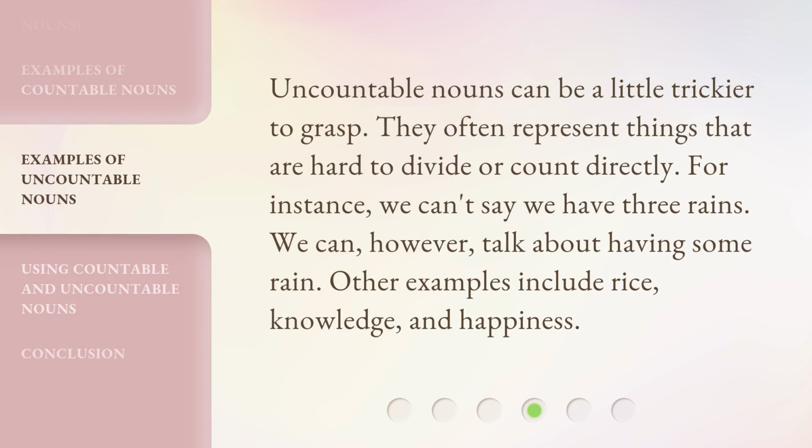Uncountable nouns can be a little trickier to grasp. They often represent things that are hard to divide or count directly. For instance, we can't say we have 3 rains. We can, however, talk about having some rain. Other examples include rice, knowledge, and happiness.